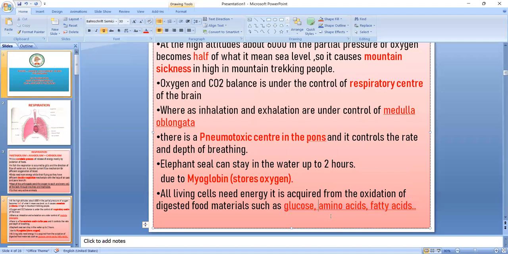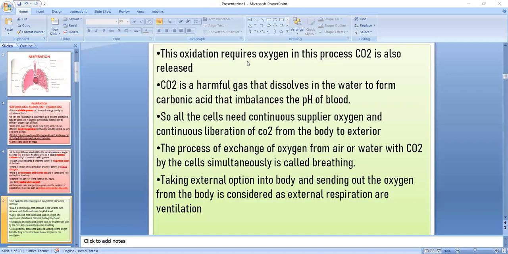There is a false concept that only glucose can give energy. No, amino acids can also give energy, fatty acids can also give energy. So their oxidation gives energy to cells. Then the oxidation requires oxygen in this process. In this process, CO2 is also released.